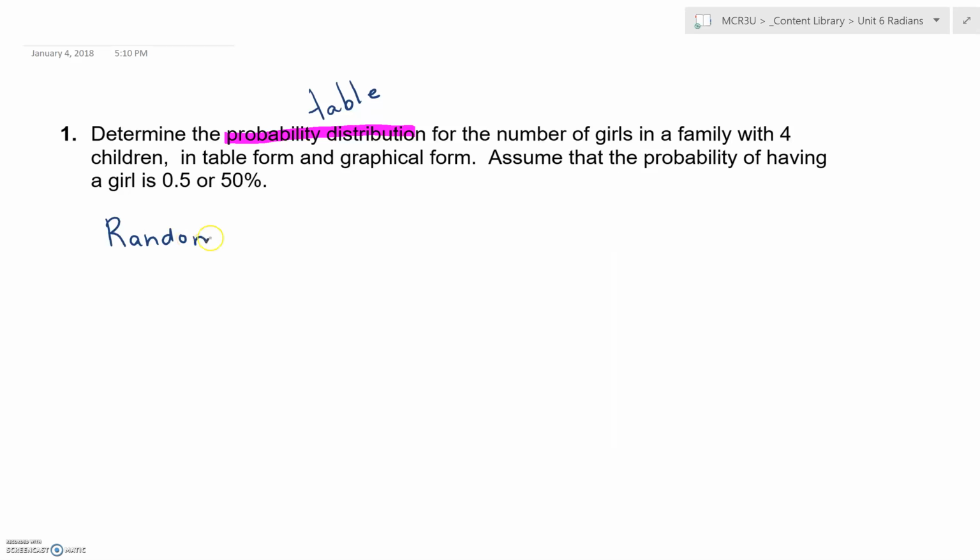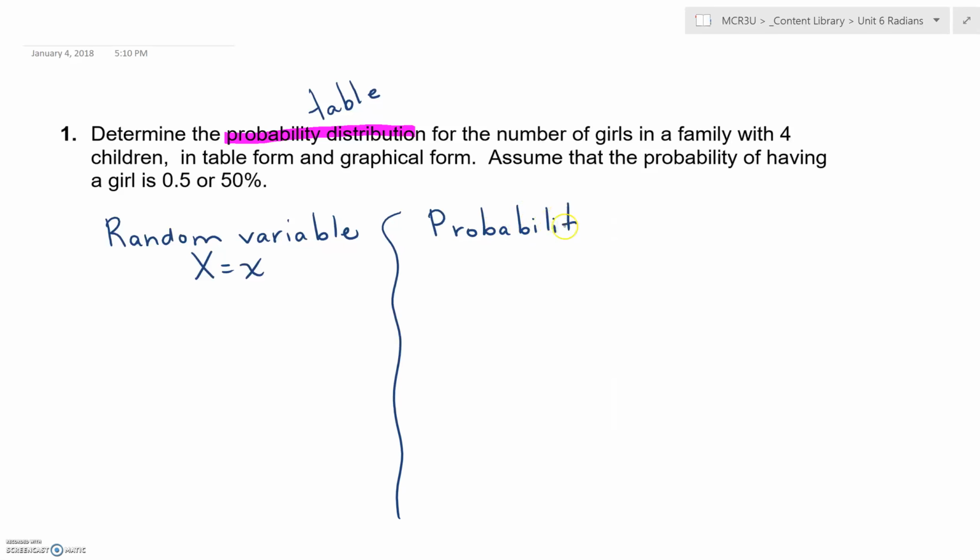So random variable is your x value, and that's always x equals lowercase x. And I'll try to explain that in a minute. And then here we have the probability of that x value. Okay, so we know that we needed some type of table. Now it says for the number of girls in a family with 4 children.